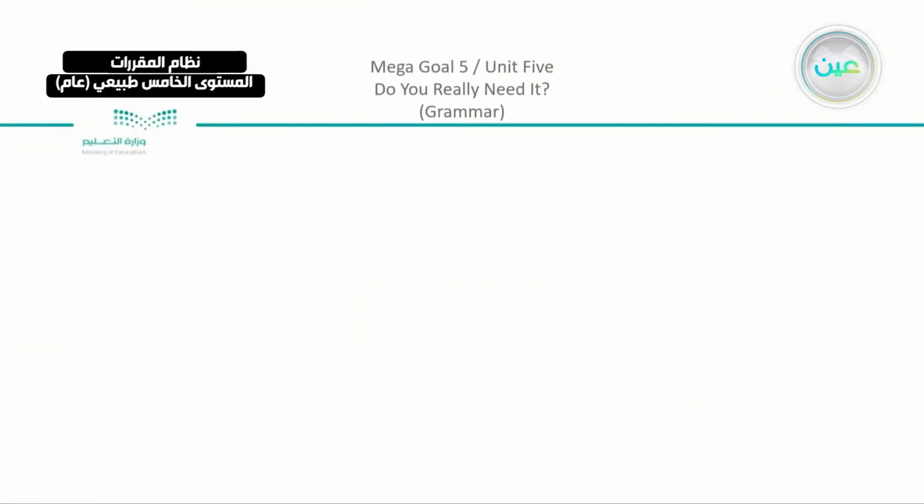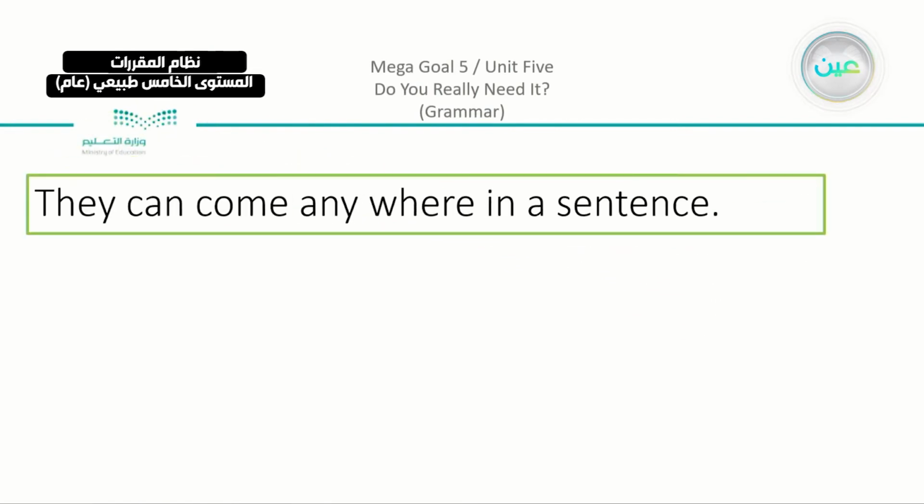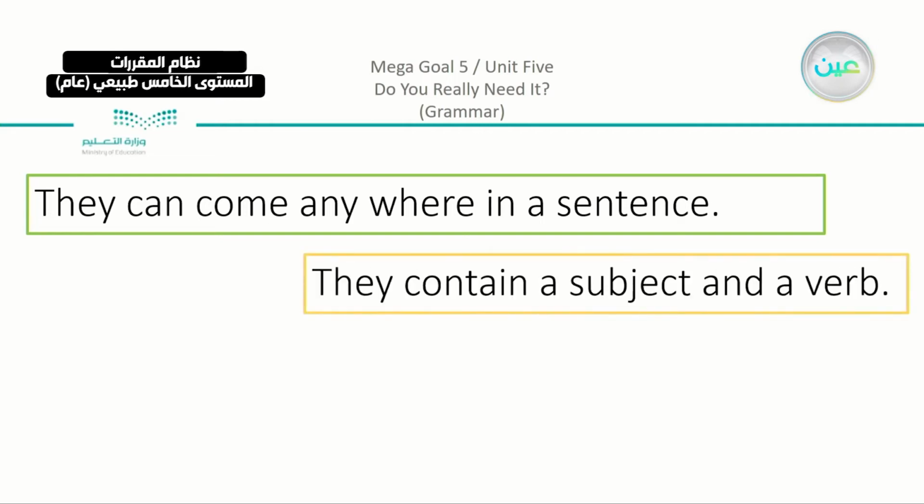Another thing, or three things actually. We have the first one: they can come anywhere in a sentence. They can come in the beginning or in the end. If the sentence is long, they can come in the middle also. And note that they contain a subject and a verb. I'm talking about the dependent clause, the adverb clause. It has to have a subject and a verb.